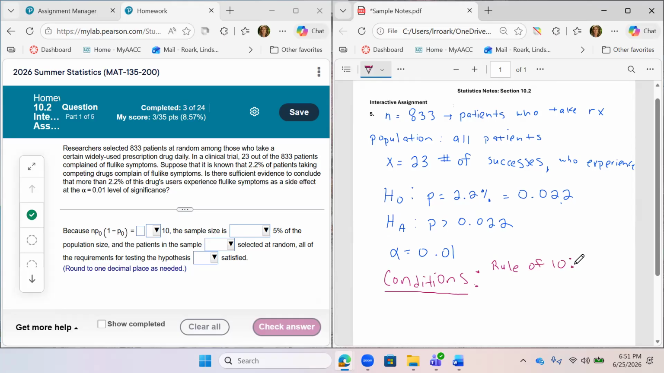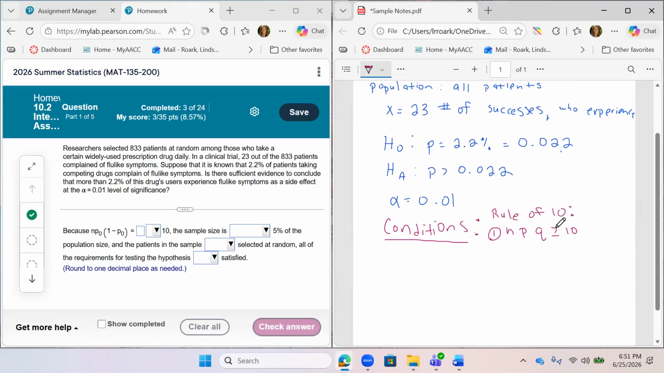Okay, so the rule of 10, I just gave it that name because I don't really know how else to think of it, but it does sort of help. We're saying that the sample size times the assumed-to-be-true proportion times 1 minus the proportion has got to be greater than or equal to 10. And sometimes they even write it as n times p times q must be greater than or equal to 10. So that's usually the most annoying part to check, I think.